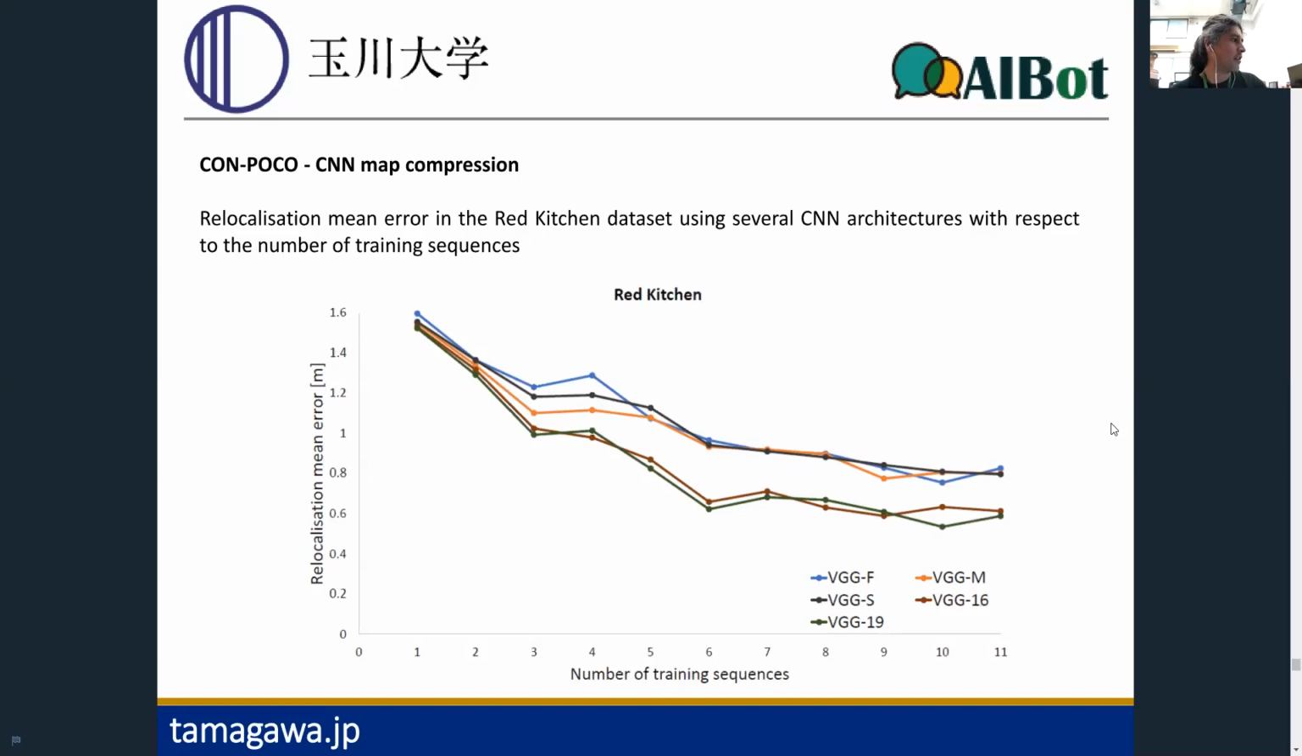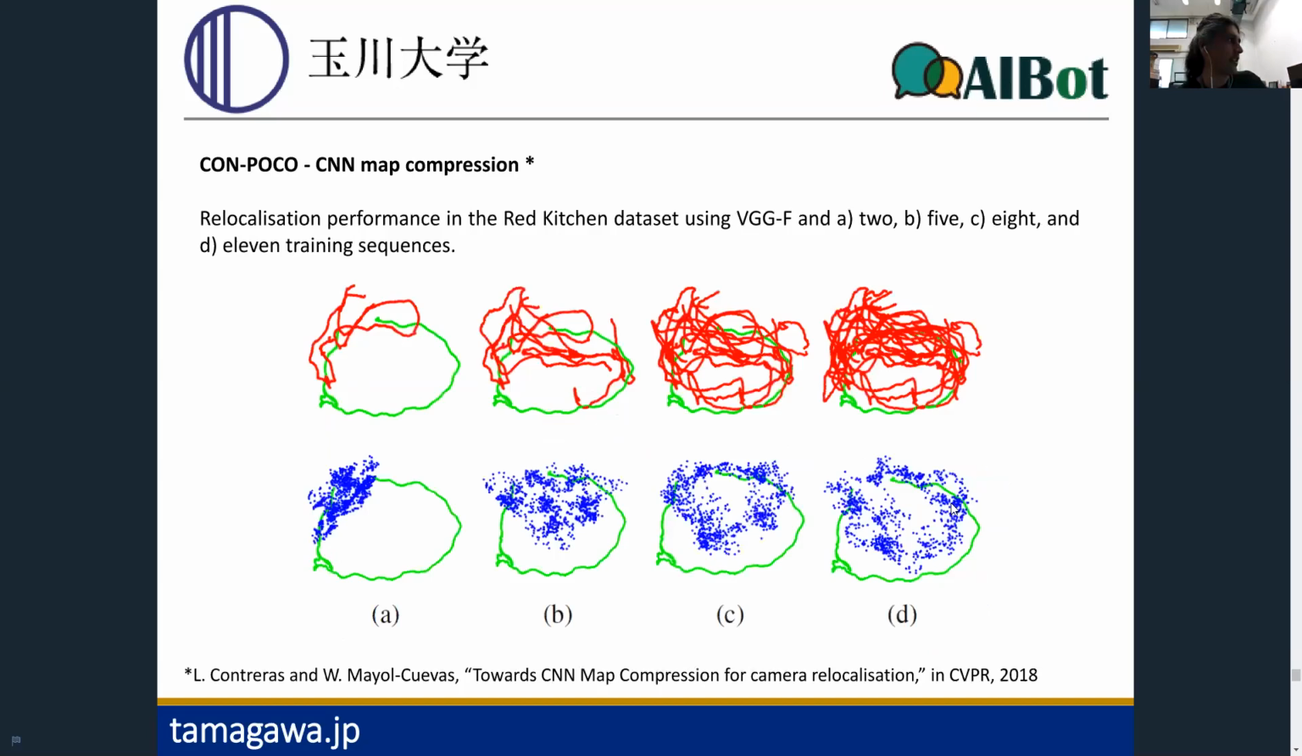So we have this representation as previous. If we have only one training sequence, one input data, this is the localization we have. The green one is the correct one. The red one is the one given by our system. The red one is the training sequence. The green one is the test sequence. And the blue points are the points that we got. So as we get more and more training data here in red, the blue points are getting closer to the green line. So again, the more data, the more accurate our system becomes.